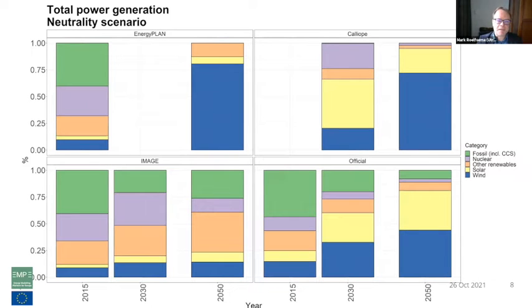Well, this is the same picture, only then for the neutrality scenario. Then EnergyPLAN is fully renewable in 2050. Calliope also, and IMETS, of course, decreases its fossil and installs more other renewables, hydro and solar. And also the EU model has less fossil in 2050.